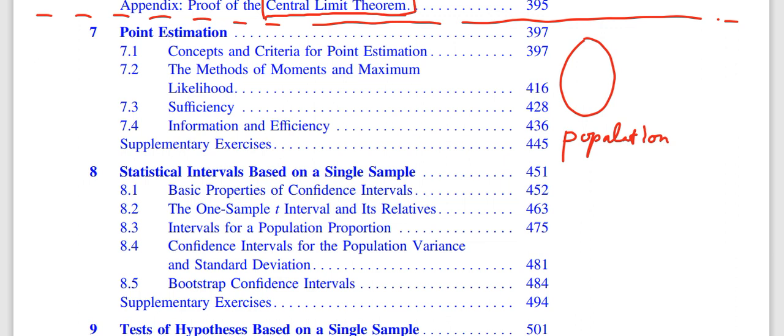Why we need statistics? Because we want to get some information about the population. For population information, the most important is the average, right? Mu, and or sigma, the standard deviation.